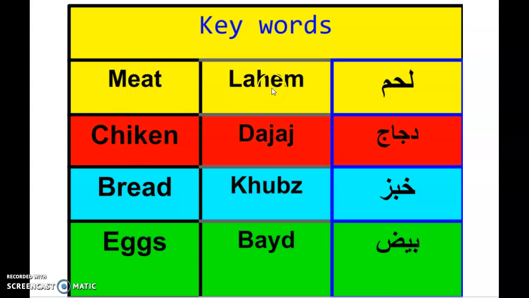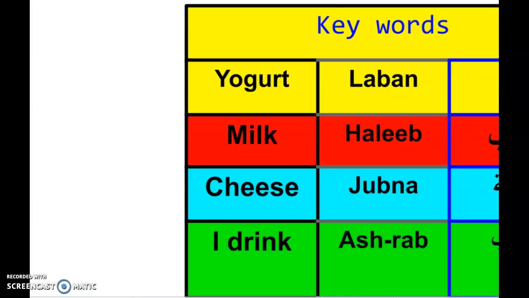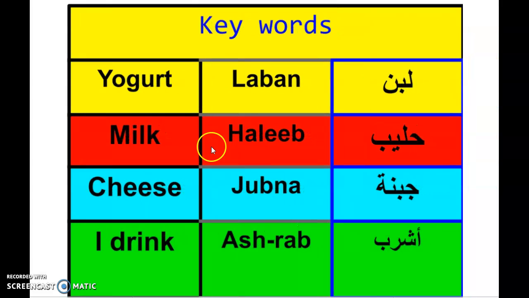Meat for لحم. Chicken for دجاج. Bread for خبز. And eggs for بيض. Also we have yogurt for laban, milk for حليب, cheese for جبنة, I drink for أشرب.